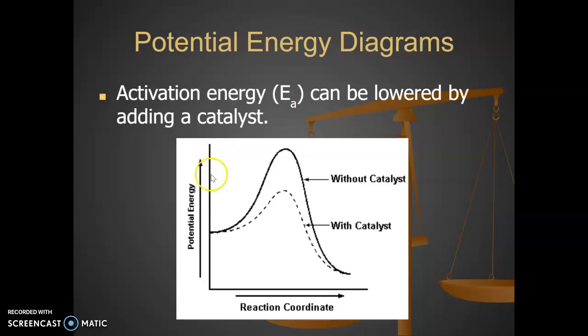That's a pretty big difference. And then with our catalyst, our difference would be from about here up to about right here. So a lower difference. So we're lowering the activation energy, which allows the reaction to get started quicker, which of course increases the rate of the reaction.